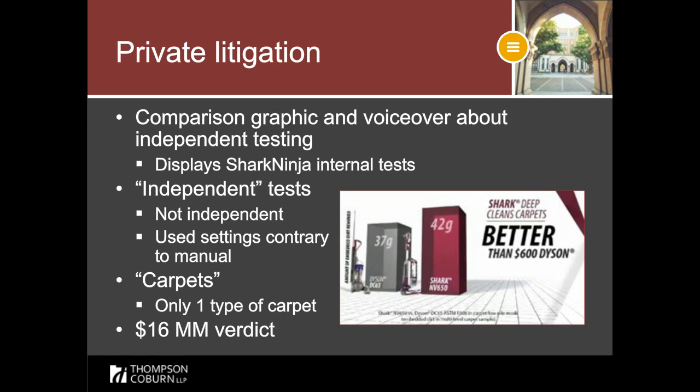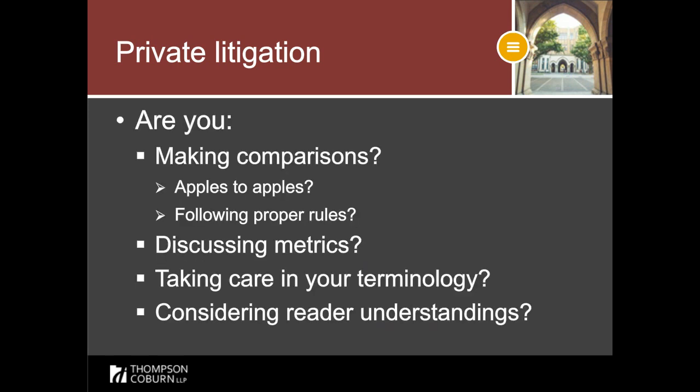So what that tells us is you've got to be especially careful whenever you're making comparisons. They've got to be apples to apples. They've got to follow the proper rules. They really ought to be truly independent. Whenever you're discussing metrics, we all know there are three kinds of lies: lies, damned lies, and statistics. As Mark Twain pointed out, metrics can be very misleading. So you've got to have independent verification and the objective use of metrics in a way that is not misleading. You've got to take care of your terminology, since carpet or carpets can make a big distinction.